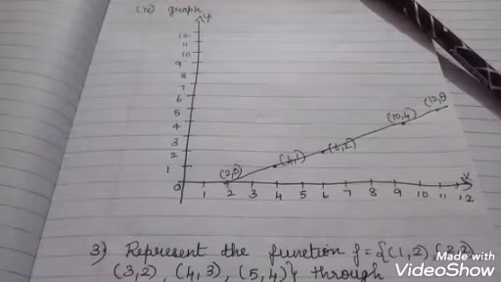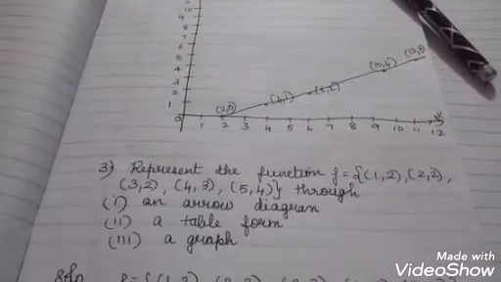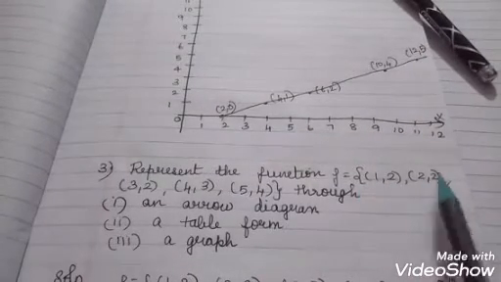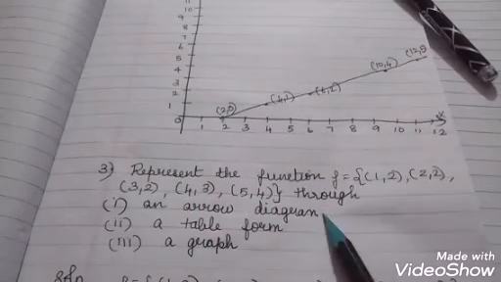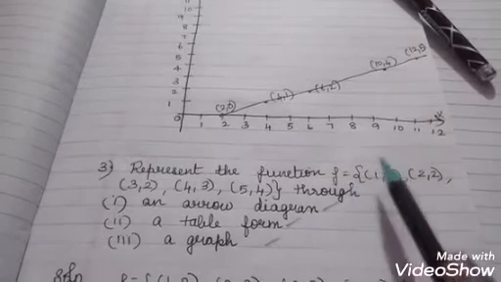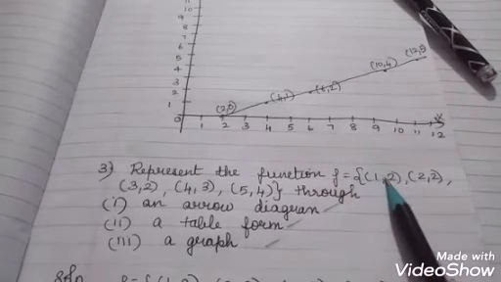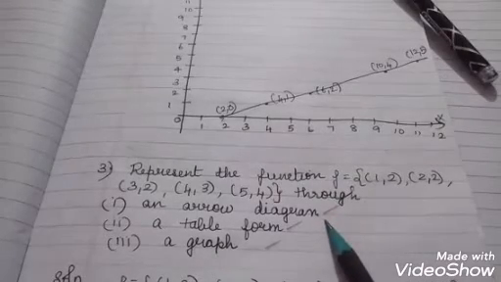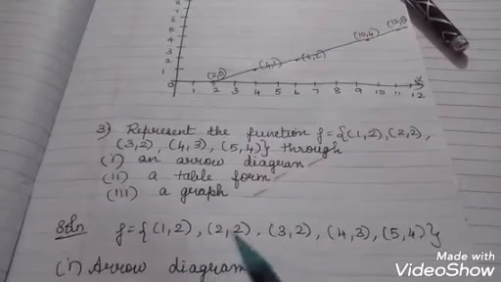Okay. Now again a similar one we'll see. What's the second question? Represent the function f is equal to (1, 2), (2, 2), (3, 2), (4, 3), (5, 4) through an arrow diagram, table form and graph. So only 3, because they have already given it in the form of ordered pairs. So I'll have to just represent it by an arrow diagram, table and a graph. That's all. Okay. Now we'll just write the function.